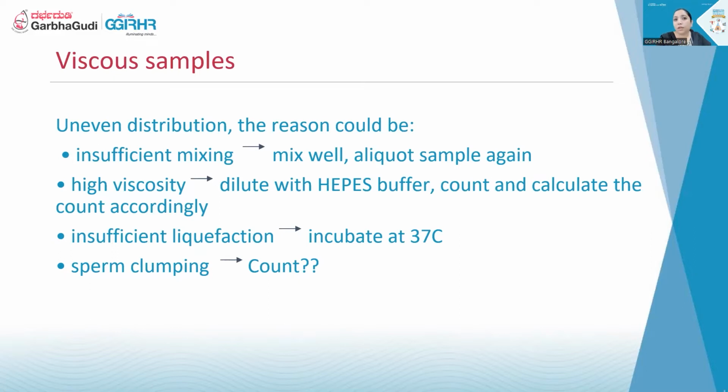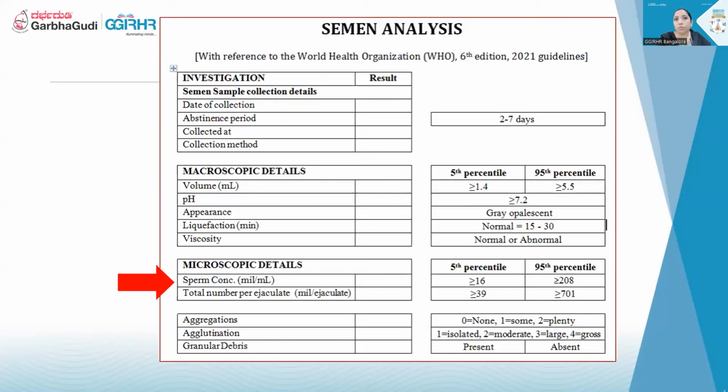Another step would be incubating at 37, and even that brings down the viscosity. And if there is clumping seen, which we'll discuss a little later in detail, even that will hamper the count that we are doing, and it will not be proper. So moving on, we will discuss how that will be done later.